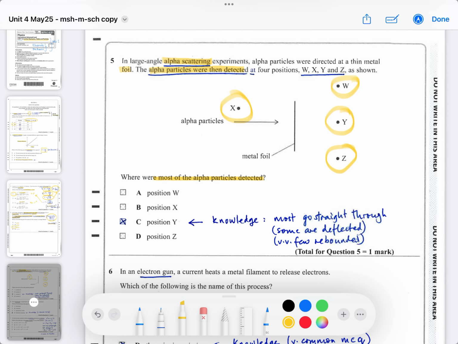So they want to see if you know the observations. And this is, again, just a knowledge question, so nice and easy. Most goes straight through, okay? So if most goes straight through, it should be position Y. And then I've put the rest of the knowledge, the observations that they observed, which was some are deflected through small angles, very, very few are rebounded. Very few rebound, okay? All right, so I hope that makes sense.